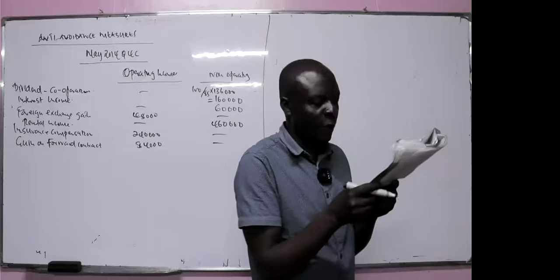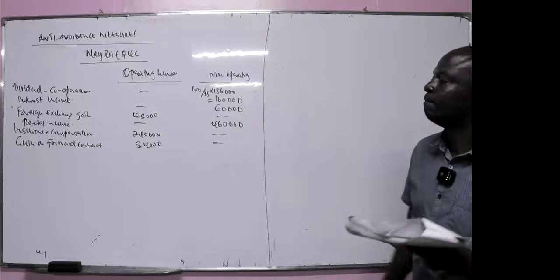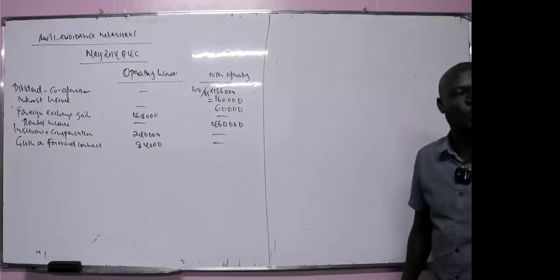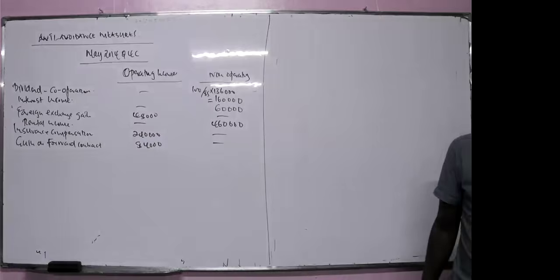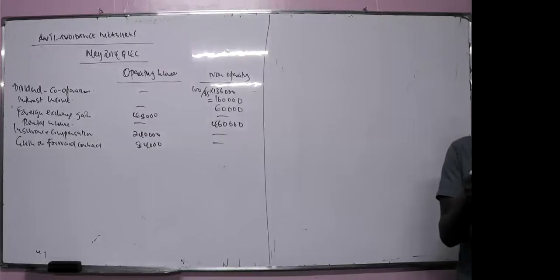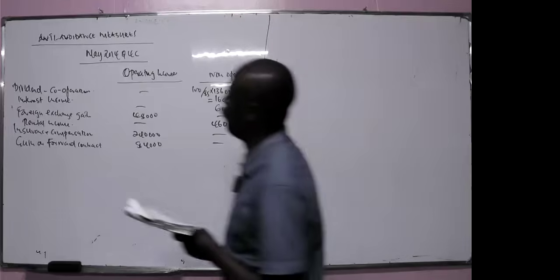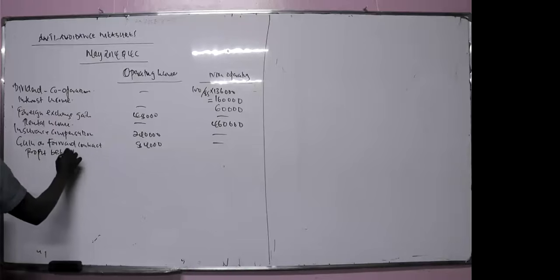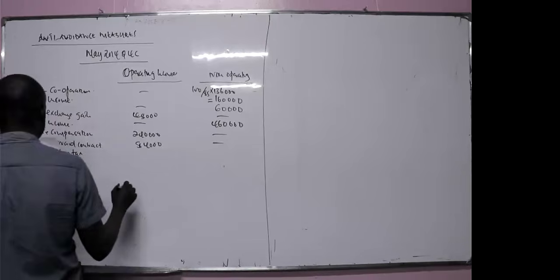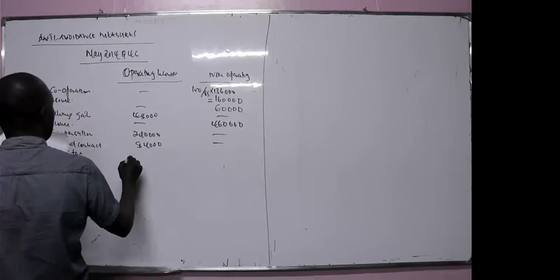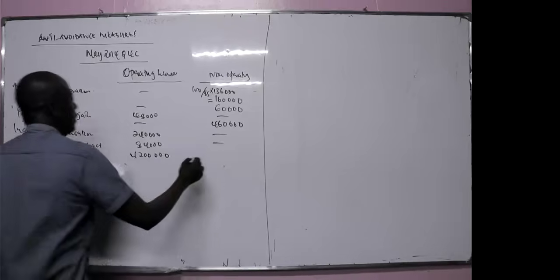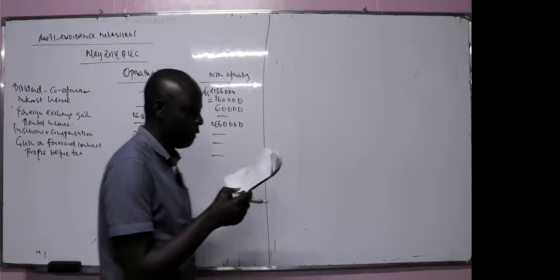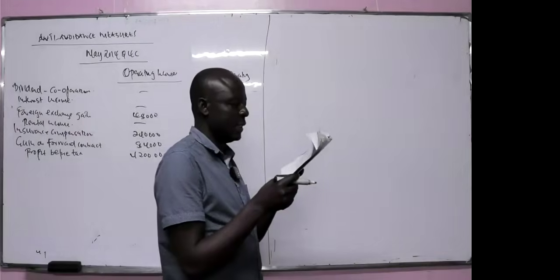Interest on deposit with foreign bank. Non-operating, non-taxable. Interest from foreign countries is not taxable. And then we have profit before tax. How much is it? 4,200,000. And then we have, so that is it, isn't it?